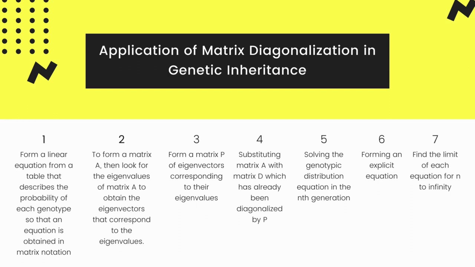Substituting matrix A with matrix D, which has already been diagonalized by P. Solve the genotypic distribution equation in the nth generation. Forming an explicit equation. And last one, find the limit of each equation for n to infinity.